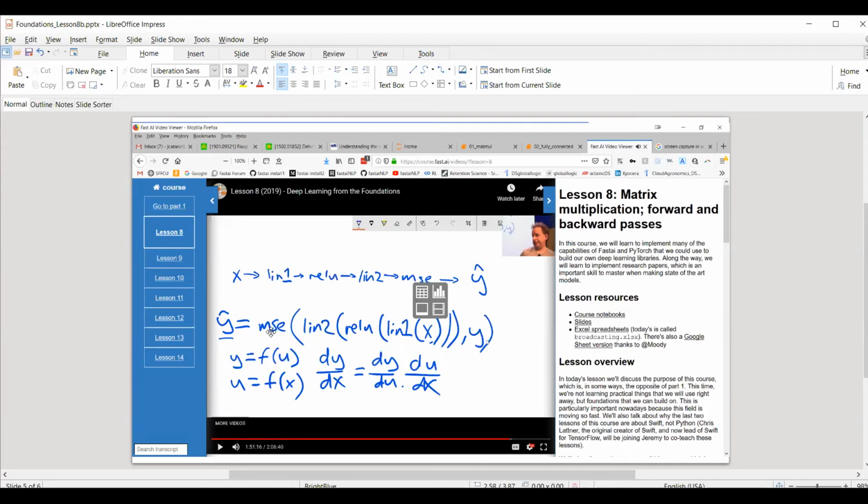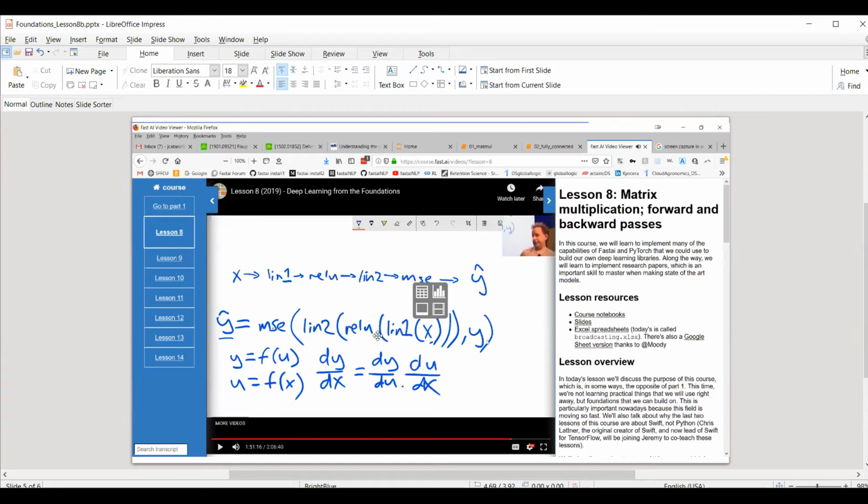If we wanted to take the derivative of the MSE with respect to ReLU, we would do this. We would go dy dx, where y is this thing, x is lin2. X is ReLU. So dy d ReLU is dy d lin2 d lin2 d ReLU. That's what the chain rule would do for the first step.